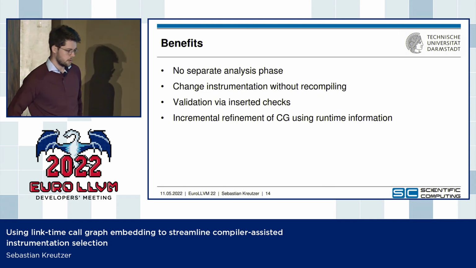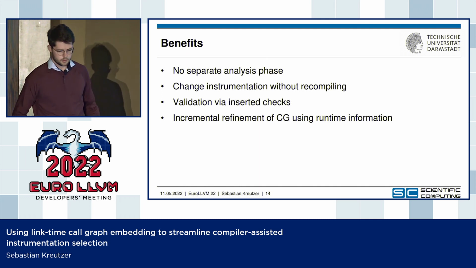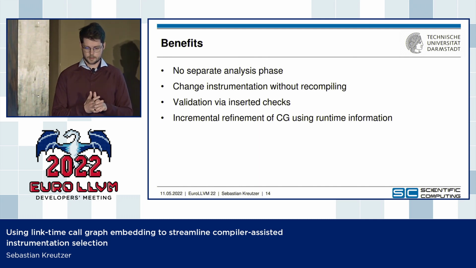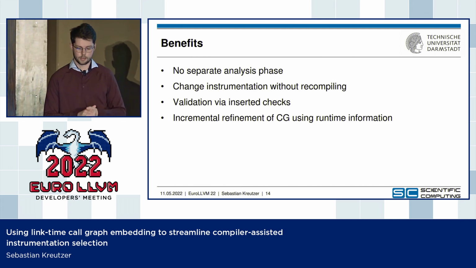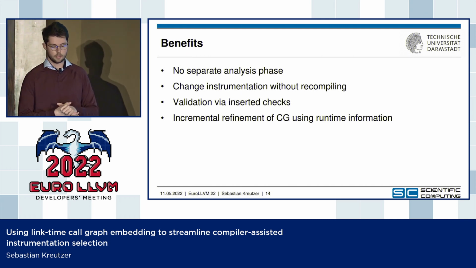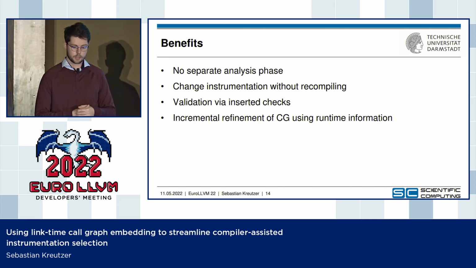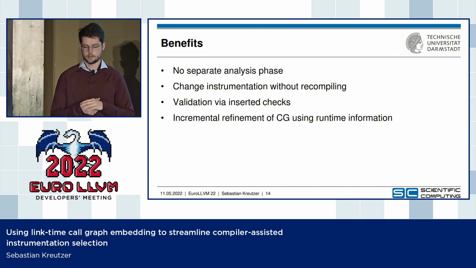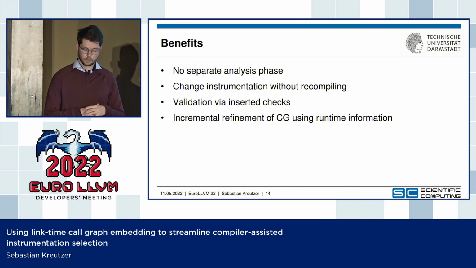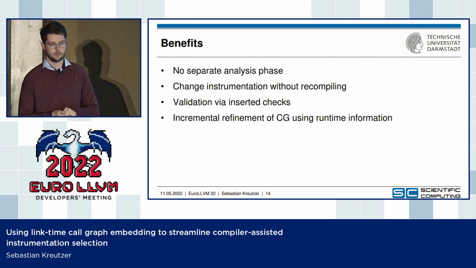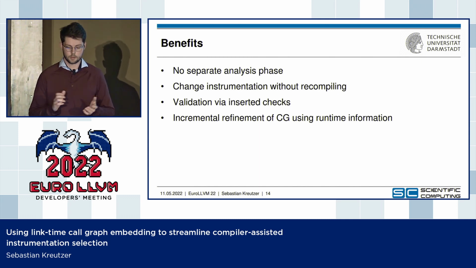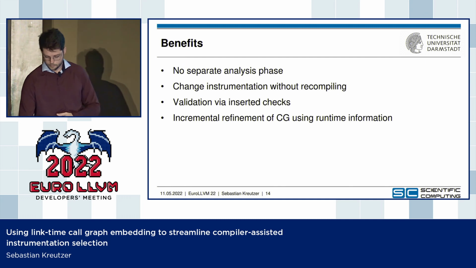So what are the benefits of this new system? Like I said, we have no separate analysis phase now, which makes it much, much easier to use. We can change instrumentation without recompiling. We can do validation with inserted checks in the IR, and do incremental refining of the call graph using runtime information, for example, if we have unresolved pointer calls.